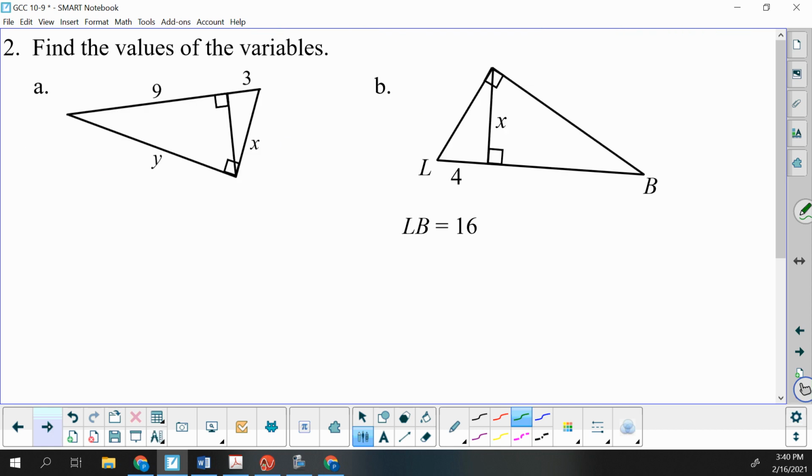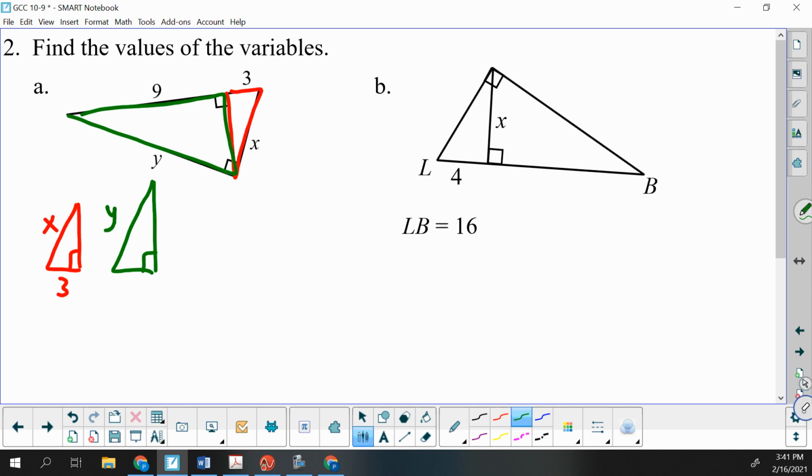If we go down to the bottom, we'll look at letter A first. We'll start with this tiny one. If we spin that around, our short leg is 3, the long leg we don't know, and the hypotenuse is x. In this triangle, if we spin it clockwise, the hypotenuse is y, the long leg is 9, and we don't know the short leg.